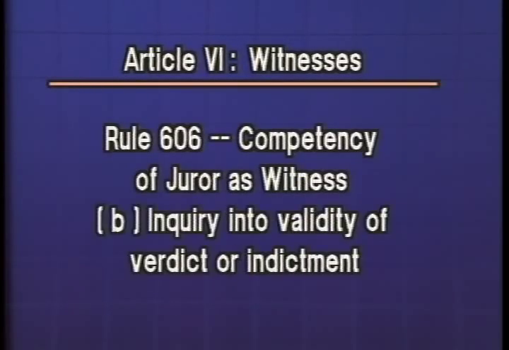Now, there are some other problems associated with the 606 competency of a juror to testify, however. 606(b) says that a juror is not competent to testify as to matters which took place during the course of the jury's deliberation. This is a projection of the concept that a jury should not be able to impeach its own verdict. And consequently, 606(b) says that a juror is just not competent to testify as to who said what during the proceedings or how they went about reaching a verdict in the jury room.